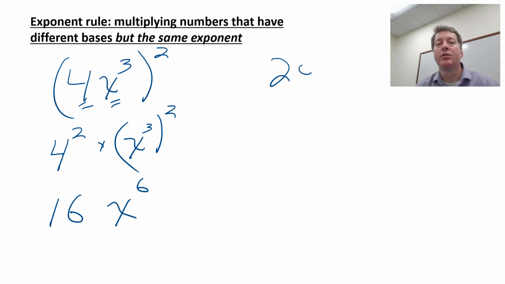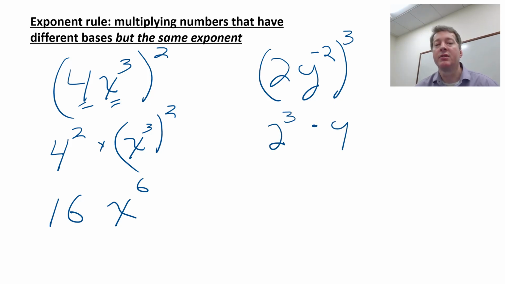Suppose I had 2 times y to the negative 2, cubed. So that is the same as 2 cubed times y to the negative 2 cubed. That's the same as what? 2 cubed is 8. Y to the negative 2 cubed, you multiply the exponents. That's y to the negative 6. So 8y to the negative 6, which is the same as 8 times 1 over y to the positive 6.